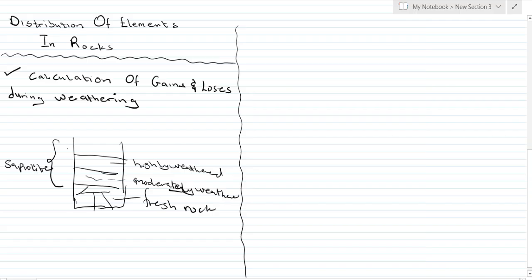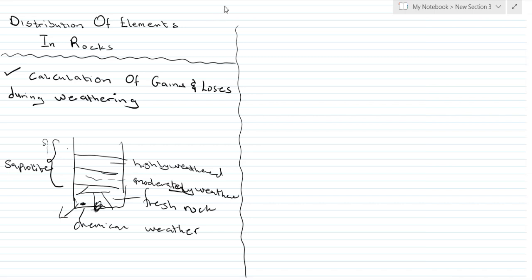So what we want to do is determine how much element has been lost, because you know that the saprolite is a result of chemical weathering. When this fresh rock weathers chemically, it forms the saprolite. So we want to know how much element has been lost from the fresh rock into these saprolites. This whole idea brings about the calculations of gains and losses during weathering. So we take a sample from some analysis that was made in the lab, and based on that sample, we'll study how to make these calculations.